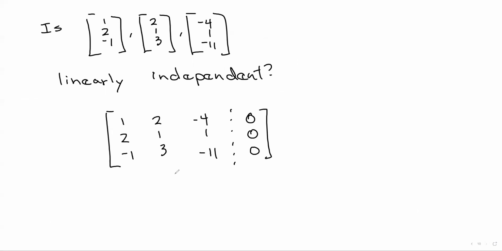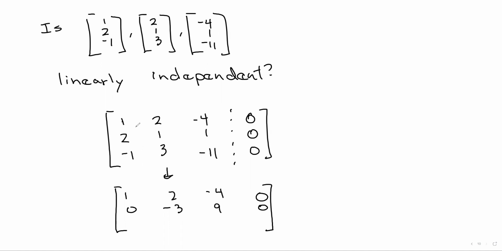And so if you go through and do your row operations on this, what happens? We have the 1 here, so leave the first row alone. Then we do -2 times the first row and add it to the second. -2 times 1 plus 2 is 0. -2 times 2 is -4, and -4 plus 1 is -3. -2 times -4 is +8, and +8 plus 1 is 9. And -2 times 0 plus 0 is 0.